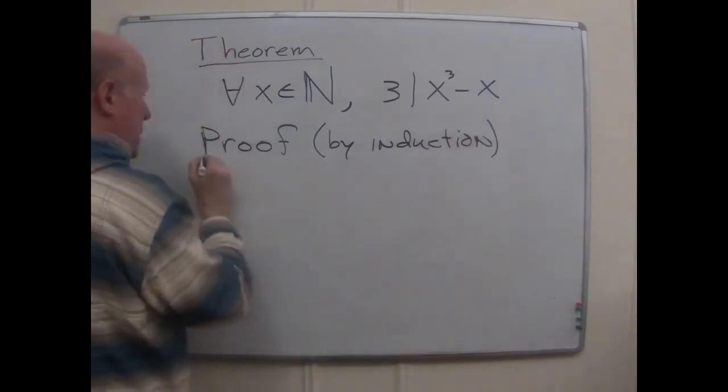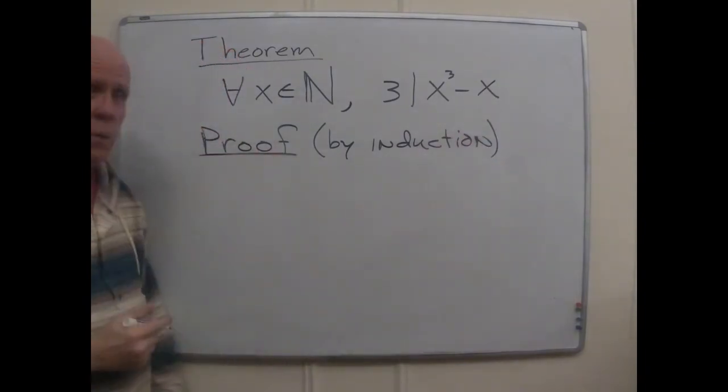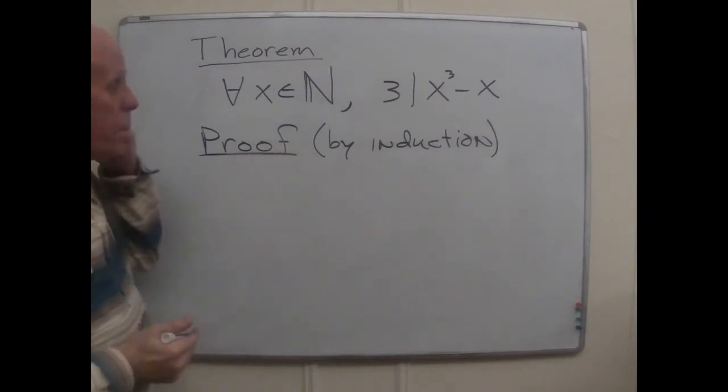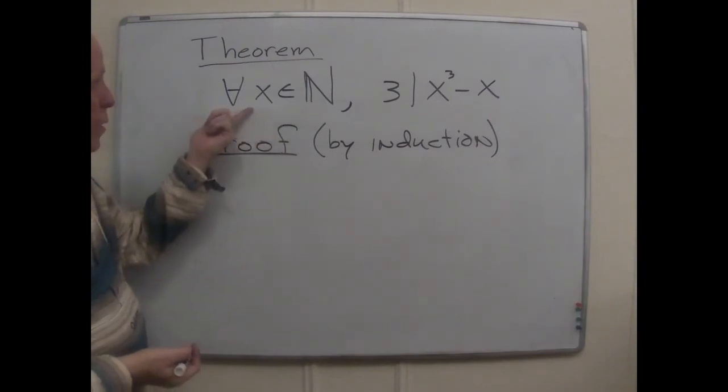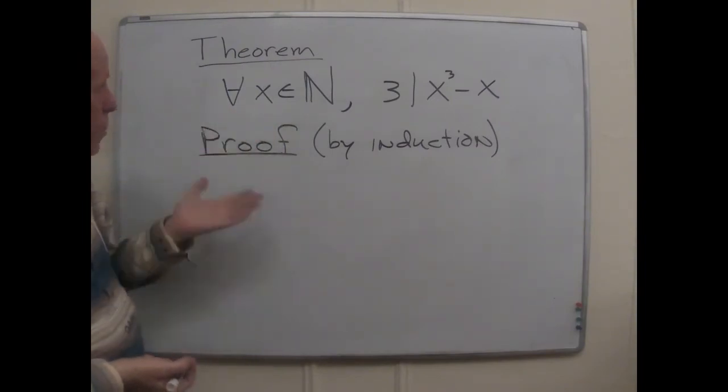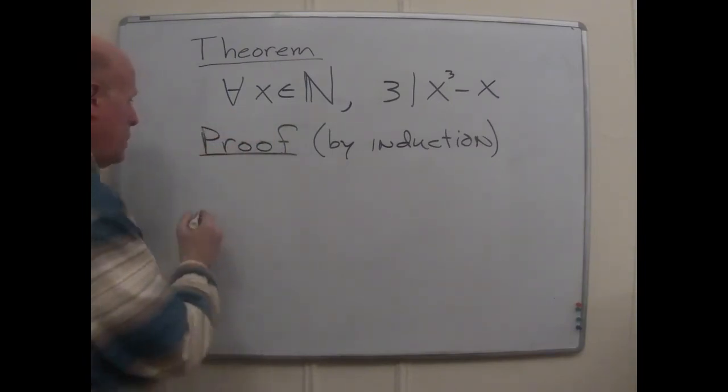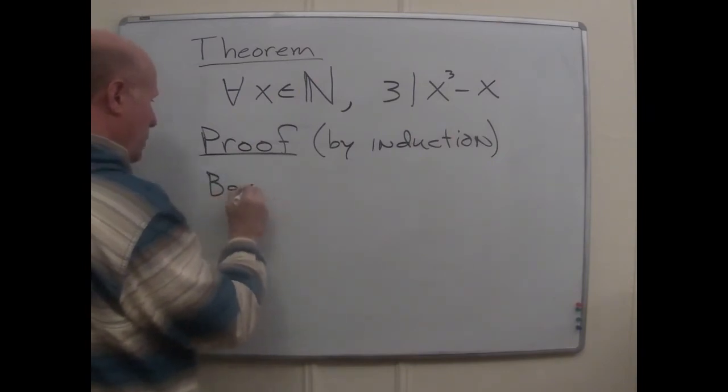And then we don't have a sum to deal with anymore, so this will be a little bit more of a challenge. What is our base case? Well, we're quantified over all natural numbers, x. So the smallest x can be is 0. Our base case is x equals 0.